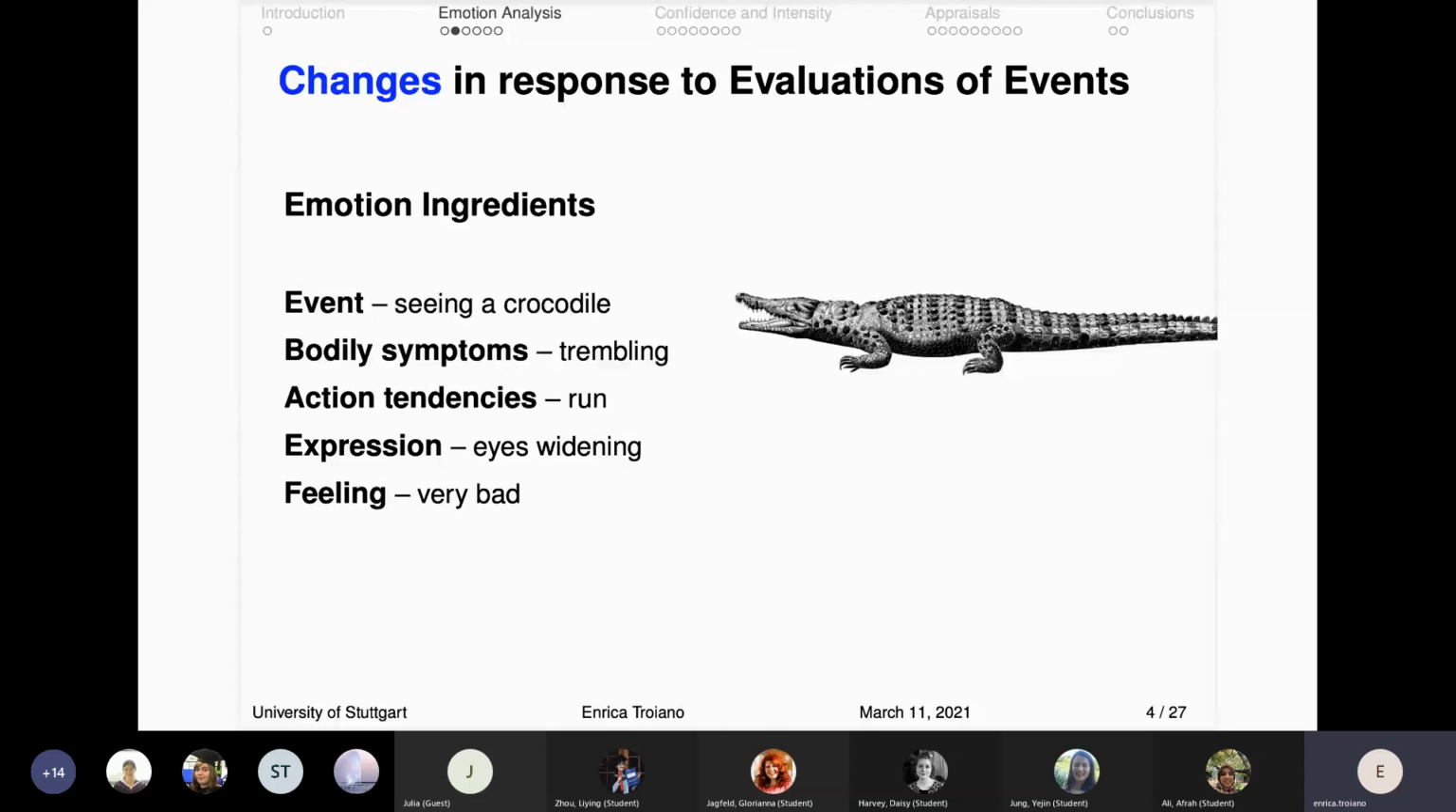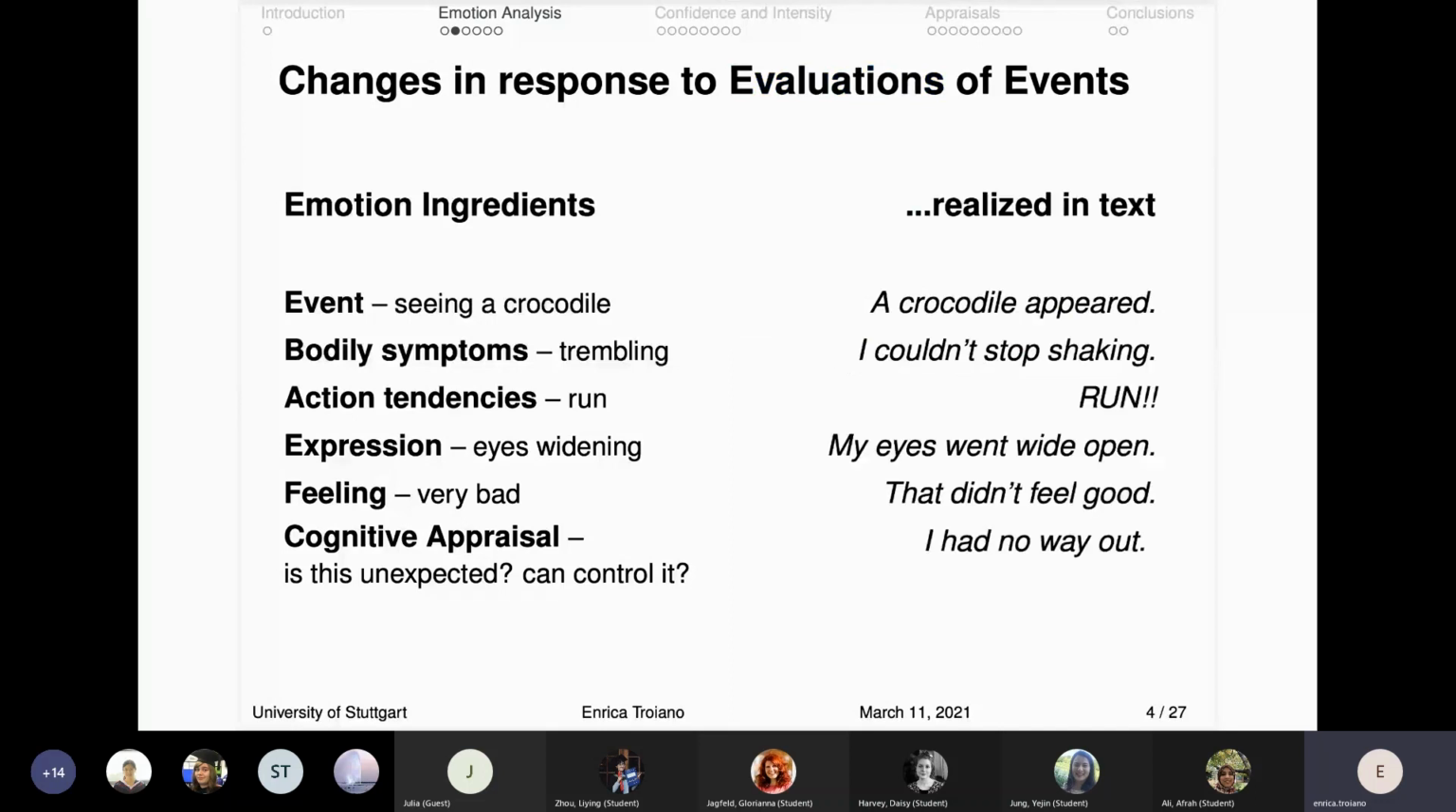Now, importantly, all these changes happen while I am evaluating the event. They happen in response to my cognitive appraisal of the event. I ask myself, is this event unexpected? Do I have control over it? And again, these types of evaluations are not necessarily conscious. And the reason why I'm going into so much detail about all the components of an emotion is that all of them have a linguistic counterpart. So all of them have a specific way in which they can be realized in text. And all of them basically account for a small bit of my emotional experience.